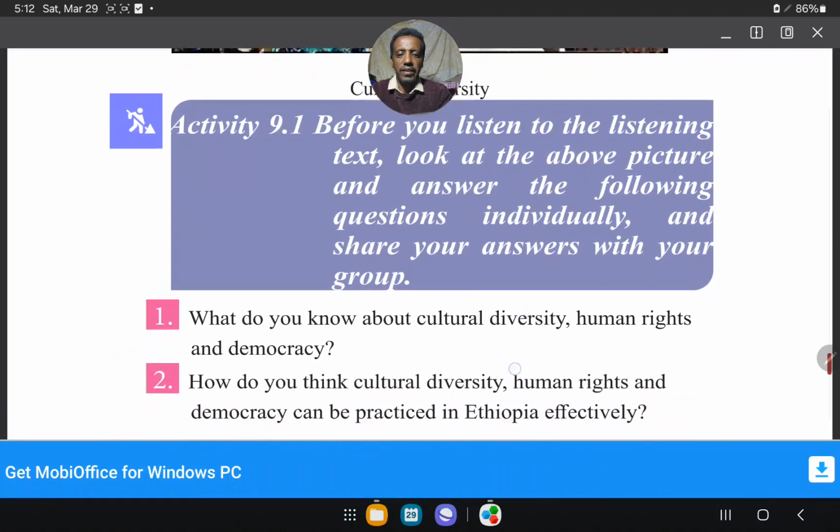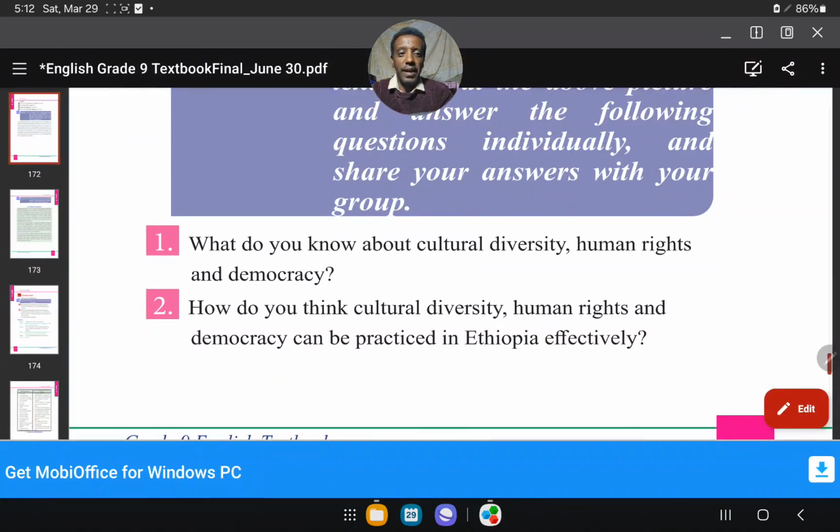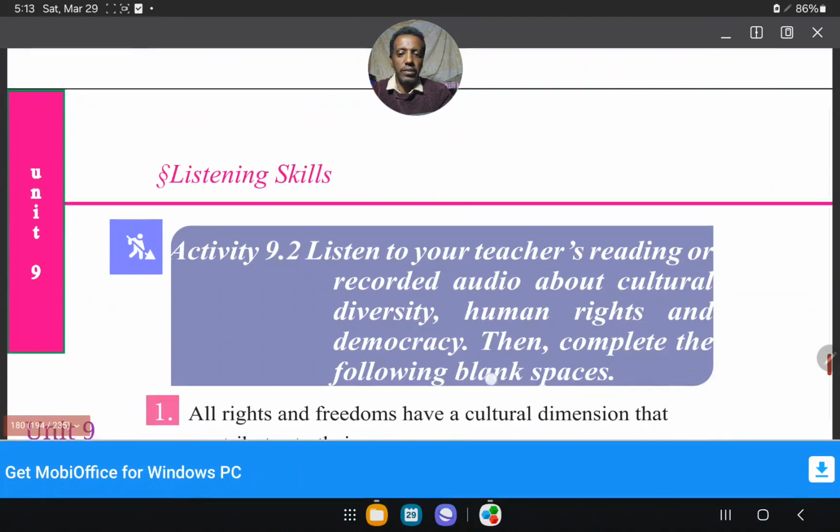We will see cultural diversity. What is cultural diversity, students? It is what we call in other words, the diversity of culture. Do you know different cultures in Ethiopia and all over the world? Can you mention them? So what do you know about cultural diversity and human rights and democracy? You'll get some concepts in this listening text. How do you think cultural diversity, human rights, and democracy can be practiced in Ethiopia effectively? So imagine this kind of question, and then go directly to listen to your text.